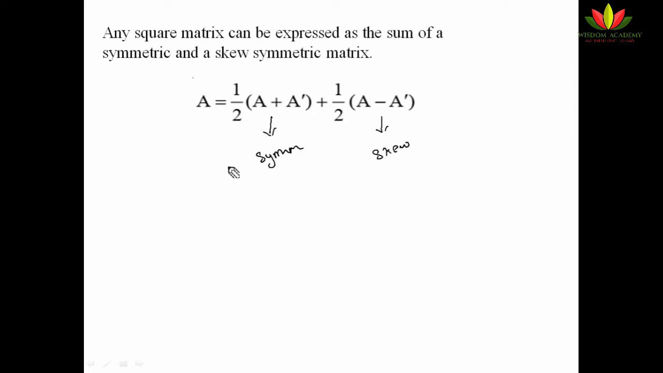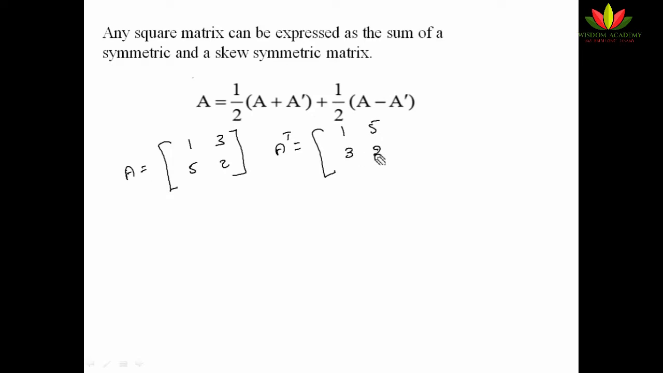So now we can see one example of that. I am taking a matrix, let it be [1 3; 5 2]. Let it be A. So what will be my A dash? A dash is equal to A transpose, both are the same here. So A transpose will be [1 5; 3 2].